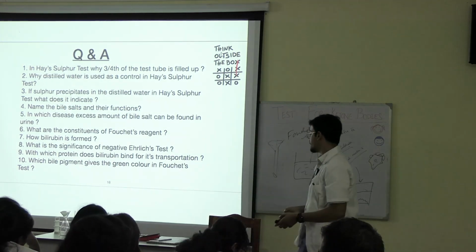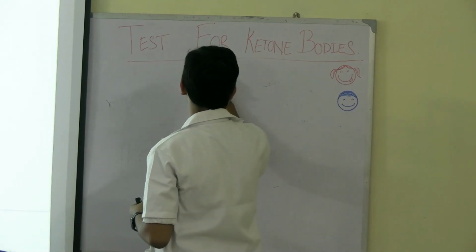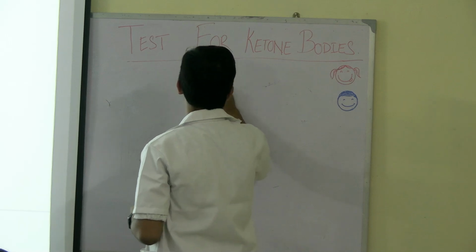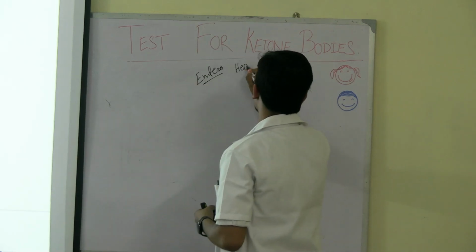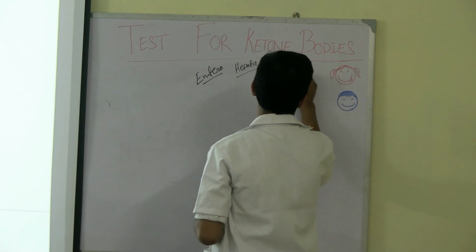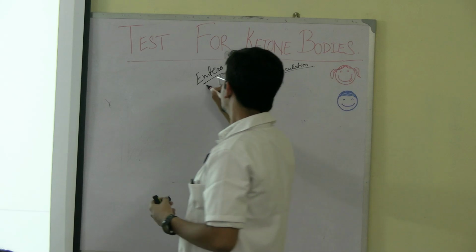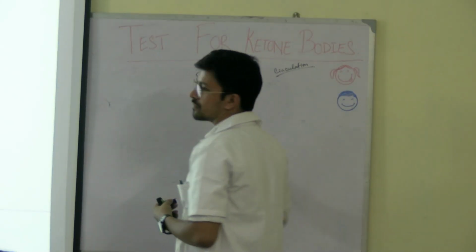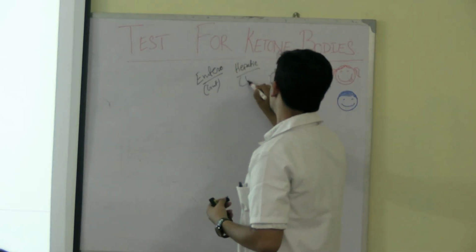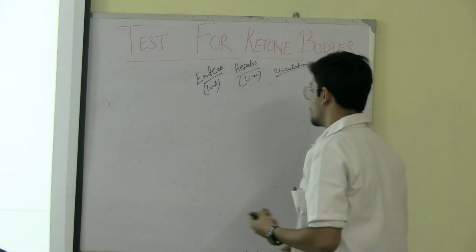One more time I have to explain. Okay. First, try to understand what is entero. One is entero, one is hepatic, and then circulation. Break the words. Entero means gut. Hepatic means liver, and circulation means the circulation going on in between these two.